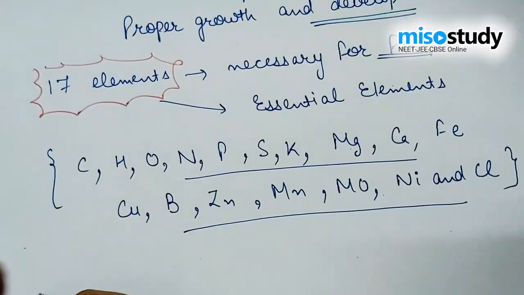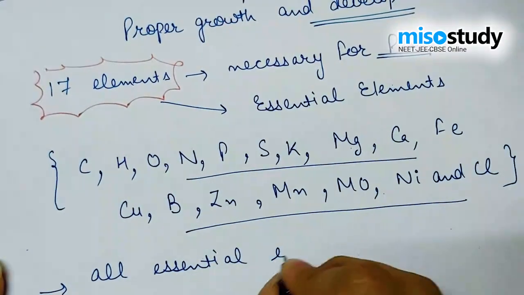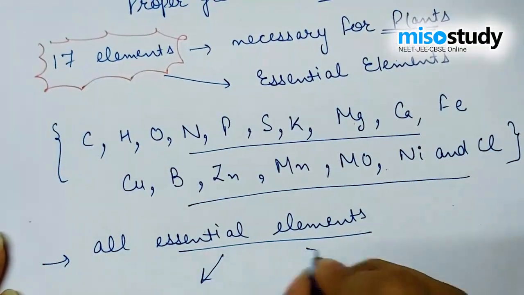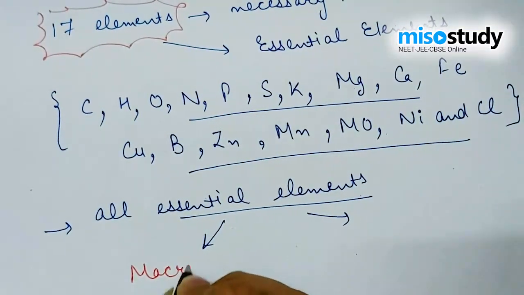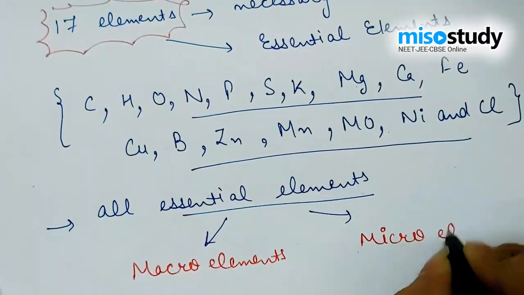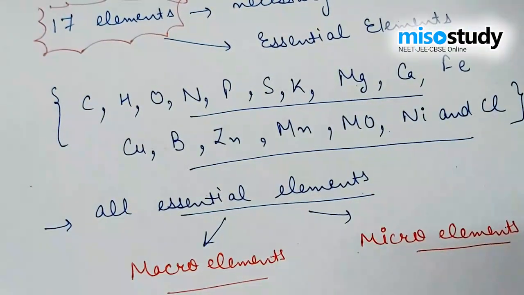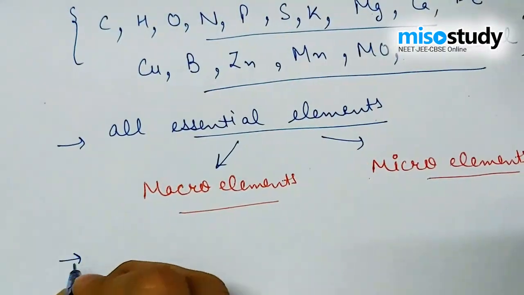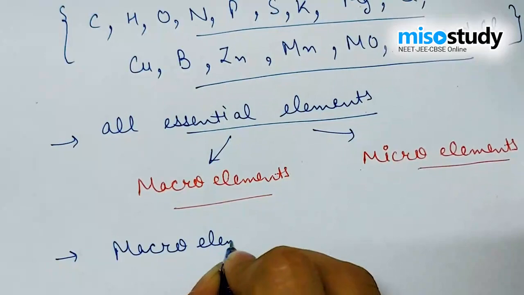All essential elements are categorized into two groups, named macroelements and microelements. These macro and micro elements are categorized on the basis of the percentage they are required by the plant for their growth and development. First, we discuss the macro elements.